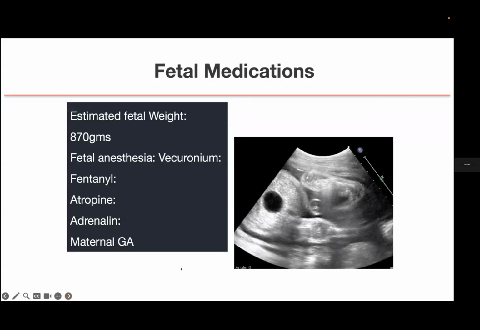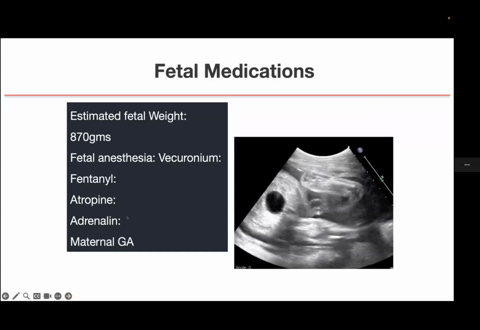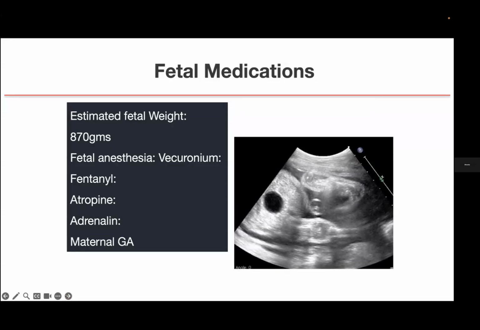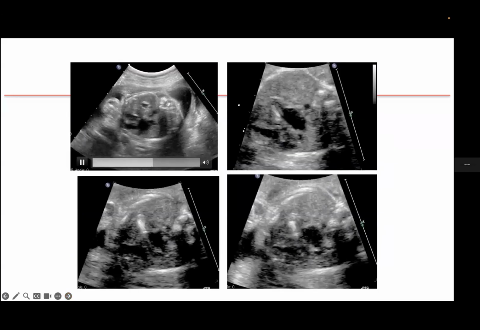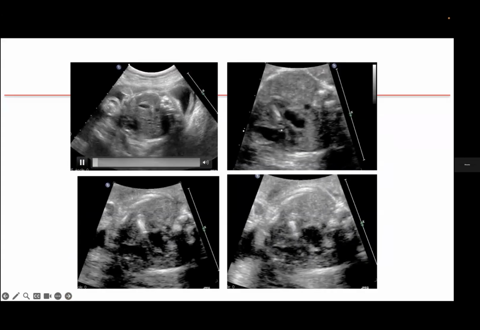Here, initially, the fetal anesthesia was given with fentanyl, atropine and vecuronium, and adrenaline was kept ready in case of emergency, and fetal general anesthesia was initiated after that. So here, the needle is coming across. You can see it crossing the uterine wall into a direct puncture of the left ventricle.